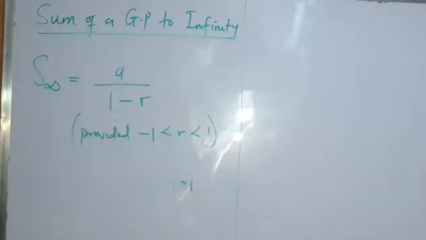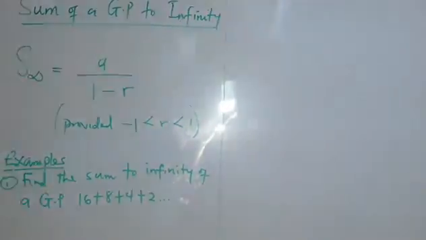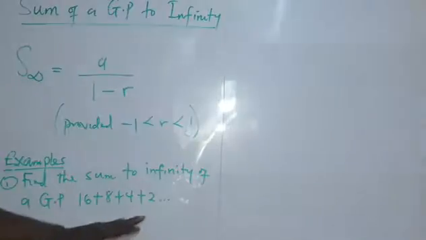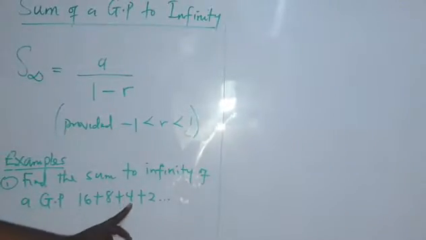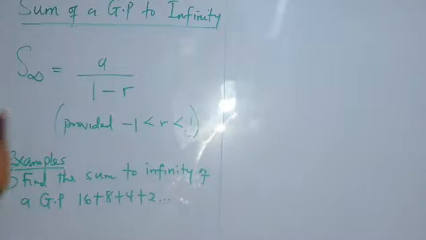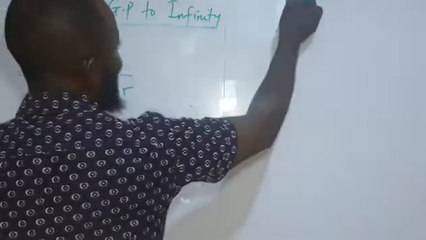So we now look at examples on this. Example 1. Find the sum to infinity of a GP. So this is the GP. This is the first term, second term, third term, fourth term, and so on and so forth. So we now want to find sum to infinity. The first thing we need to do is to calculate the common ratio.